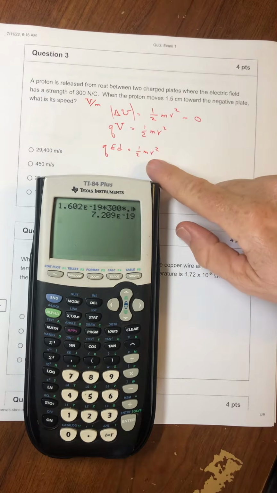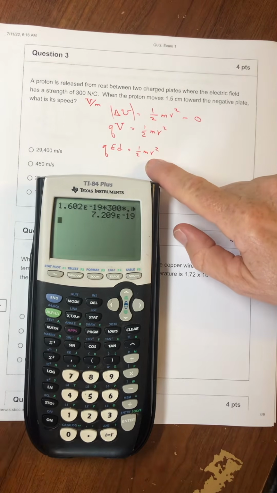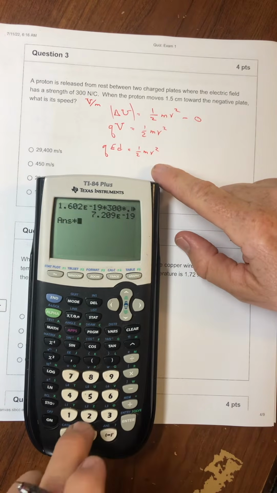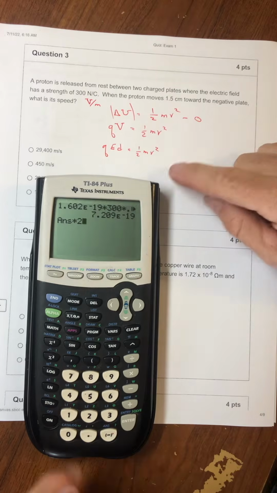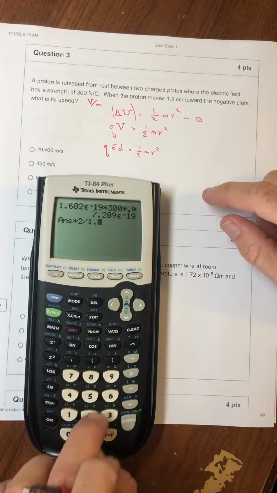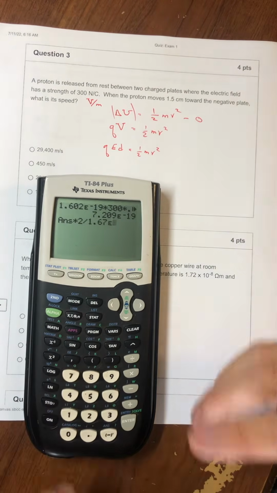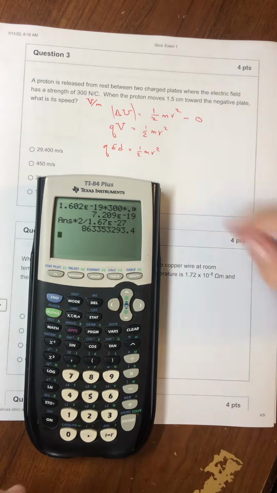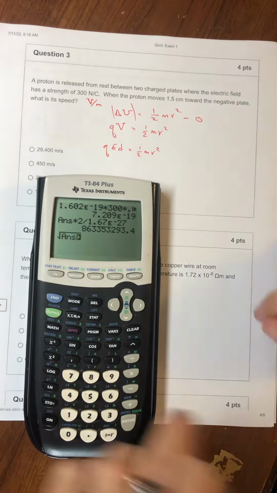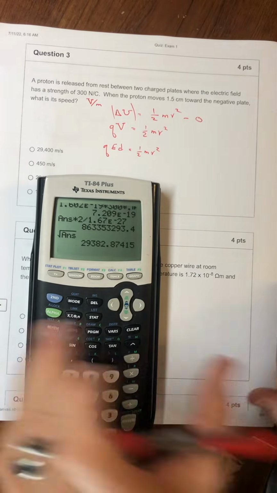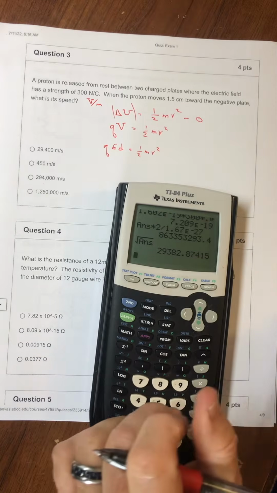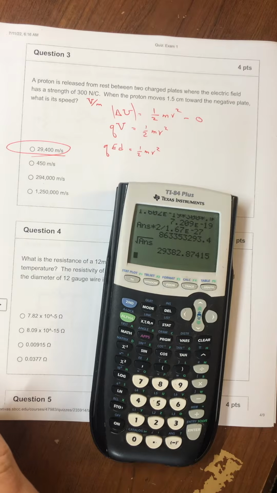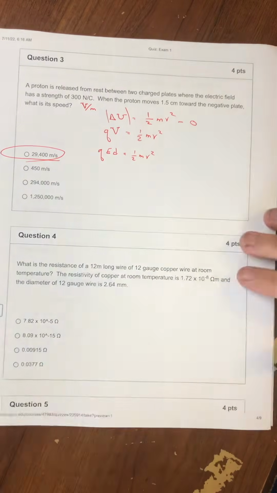If I put the mass in kilograms, I would get a velocity in meters per second. So I'll bring the 2 to the other side, multiply by 2, then divide by the mass of a proton, which is about 1.67 times 10 to the negative 27. That gives me velocity squared, so I then take the square root of all of that, coming up with about 29,400. So it looks like the answer would be A.